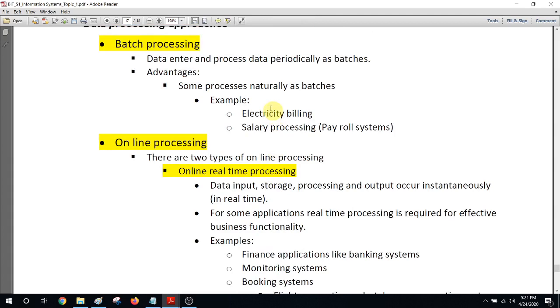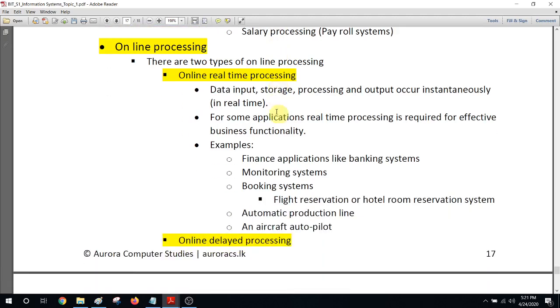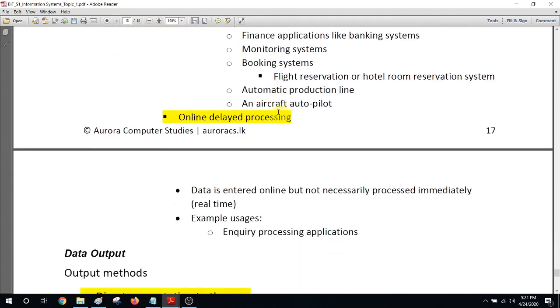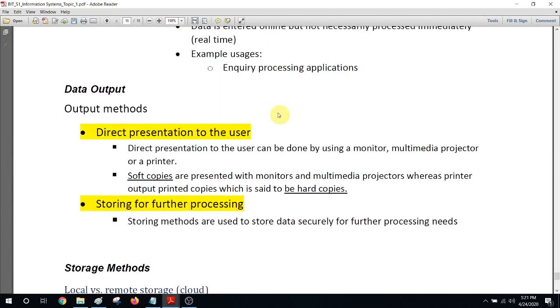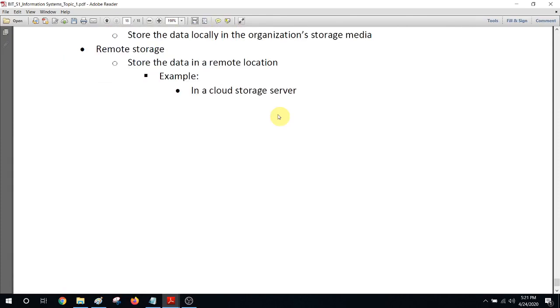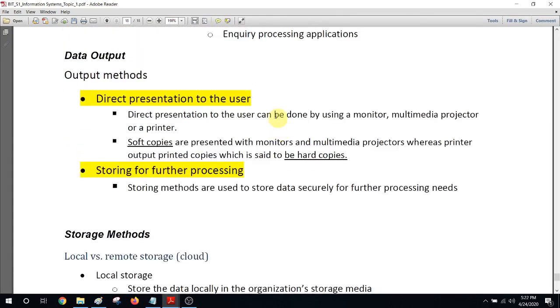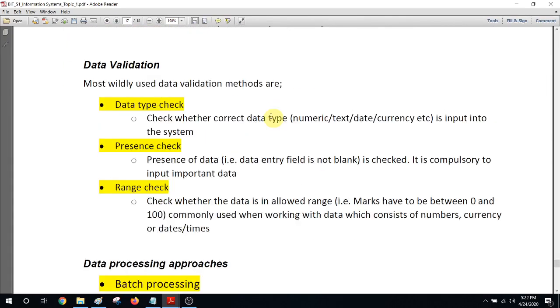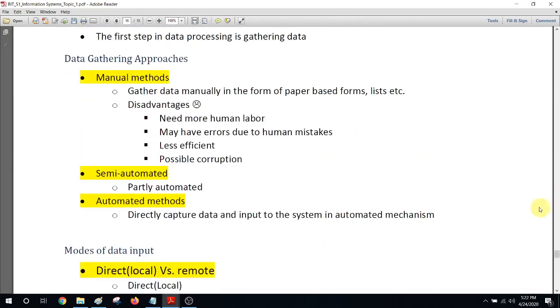There are some situations like banking systems and reservation systems where you want it to be online real time, right? Then there are situations where you capture data online but you might process it with a little bit of delay. Things like inquiry processing systems, etc. We can call them online. Though we gather online, we might process it with some delay, right? Then there are different data output processes as well as storage, etc. Those are self-explanatory.